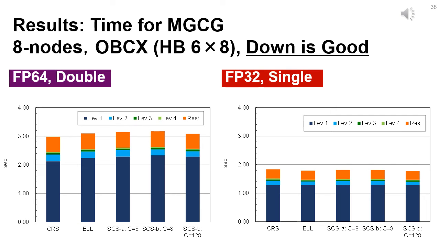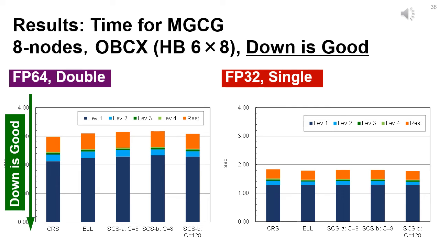These figures show the results for hybrid 6x8 with 8 nodes of OBCX. Generally, performance is kept almost constant for all of CRS, sliced ELL, SCSA, and SCSB. CRS is the fastest for the double precision case. In both the FP64 and FP32 cases, the performance on OBCX is almost competitive with the best cases of OFP. Further investigation is needed for improvement of SCSA and SCSB on OBCX.